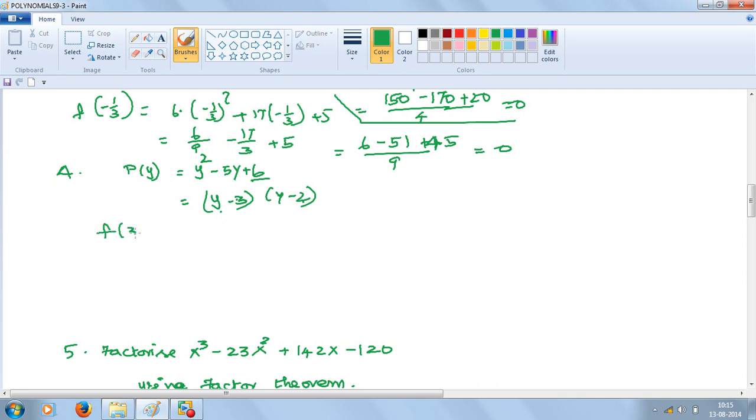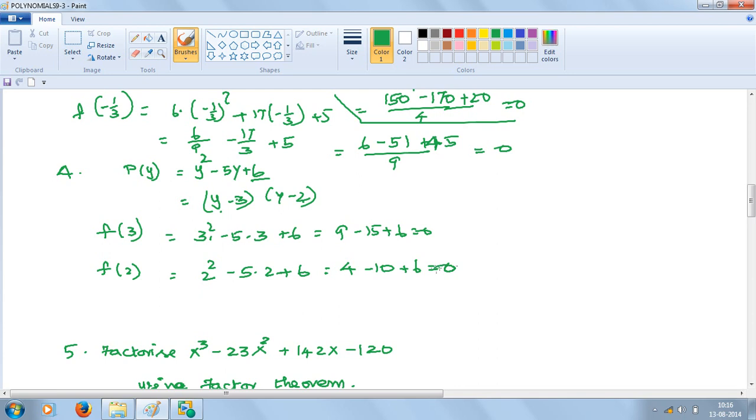What is f of 3? F of 3 is 3 square minus 5 multiplied by 3 plus 6 equal to, this is 9 minus 15 plus 6 equal to 0. We'll try f of 2. 2 square minus 5 into 2 plus 6 equal to 4 minus 10 plus 6 equal to 0. So we can do this.